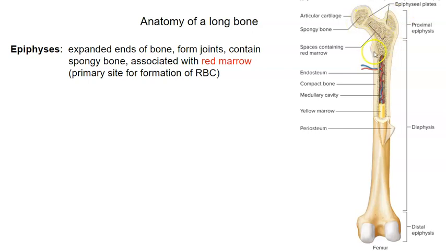The epiphyses are associated with the formation of red blood cells. There's what they call red marrow in here, red because of the red blood cells. That's the site of red blood cell formation.